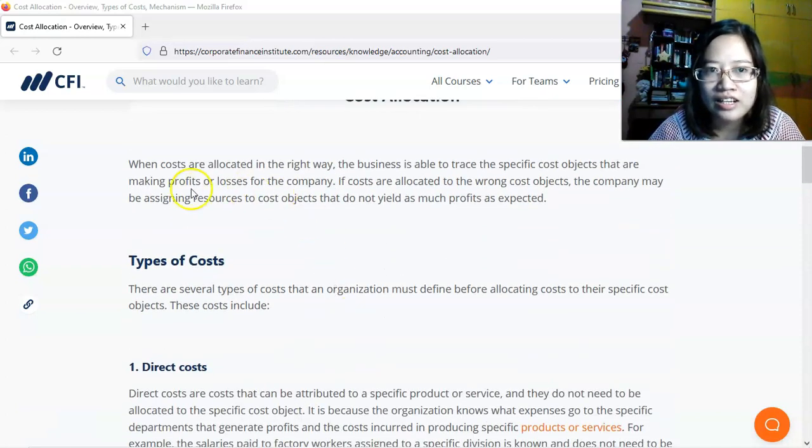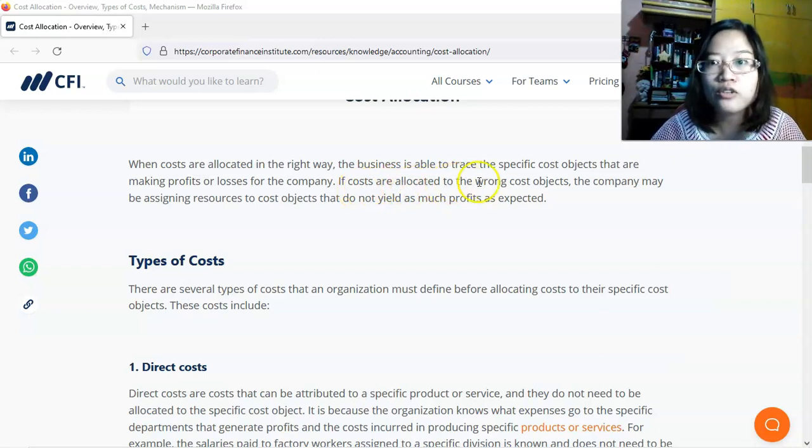Alright, so when costs are allocated in the right way, the business is able to trace the specific cost objects that are making profits or losses for the company. So yun na nga, madidetermine ng maayos kung alin ba talaga ang kumikita at kung alin yung naglo-loss na. Of course, kung kumikita, edi ipagpatuloy, you can allocate more resources for that, diba? Dagdagan nyo ng budget para makapag-produce ng mas marami ng product na yon since kumikita naman yung product line or yung project. But if yung particular project or product is suffering losses, baka syempre mag-decide yung company na wag na lang natin ituloy. Itigil na natin yung pagpo-produce ng product na yan since nalulugi lang naman tayo in producing that. Okay? So, meron ganong types of instances.